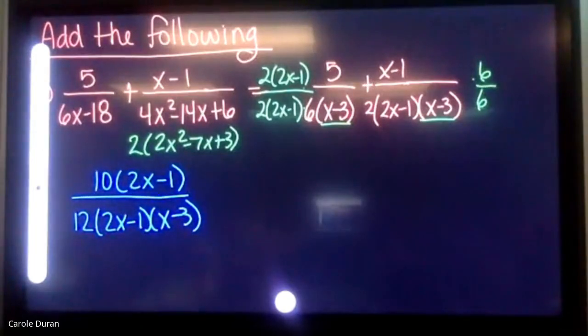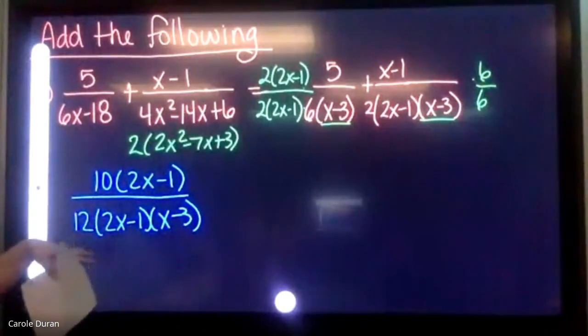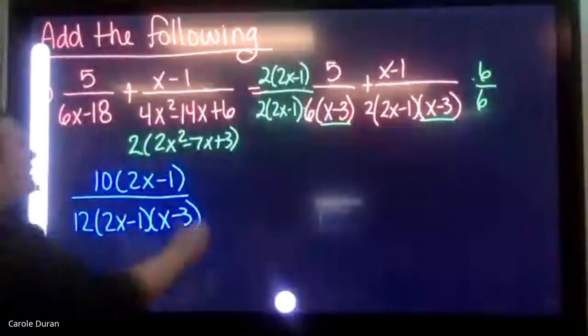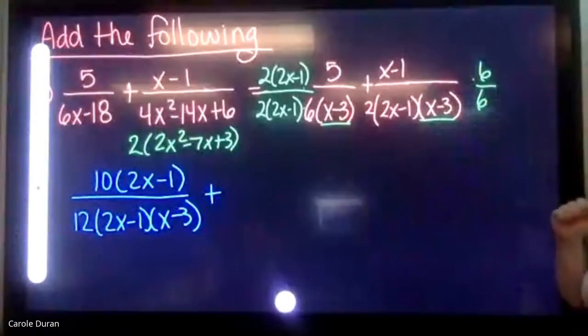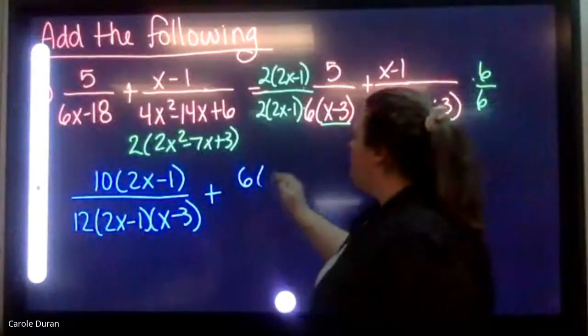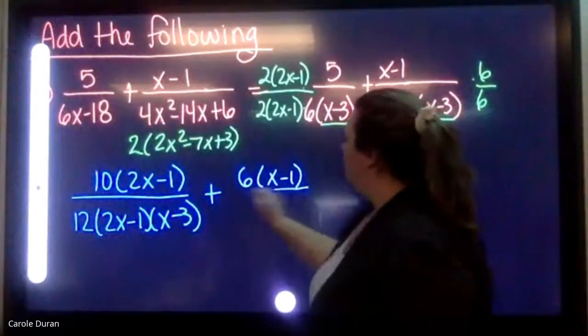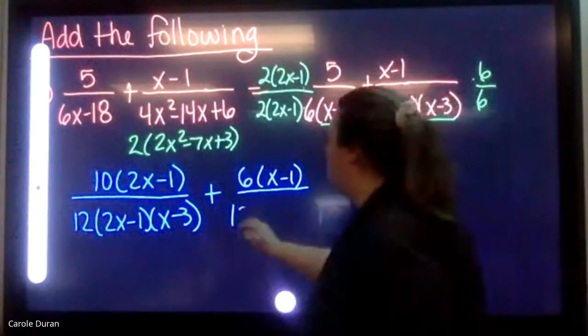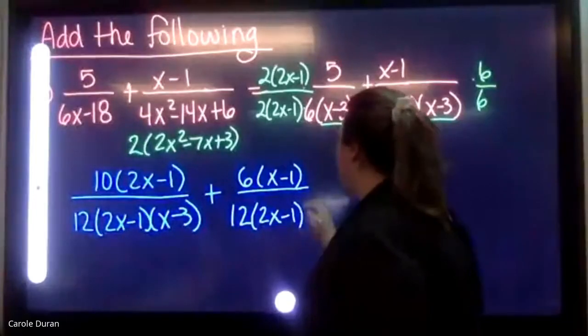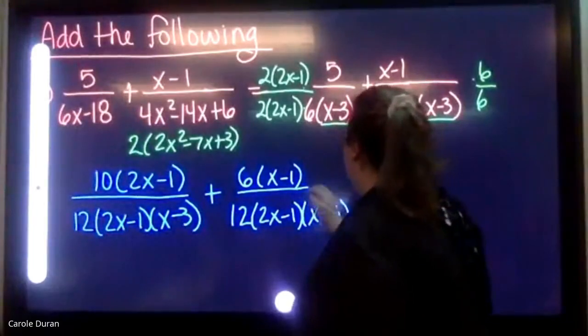Yeah, this was just the first fraction. I haven't done the other part yet. And then plus, I'm going to do the same thing over here, multiplying this 6 into both the top and the bottom. So it becomes 6 times x minus 1 over the 6 and the 2 combined to become 12. And I still have 2x minus 1, x minus 3 in the denominator.